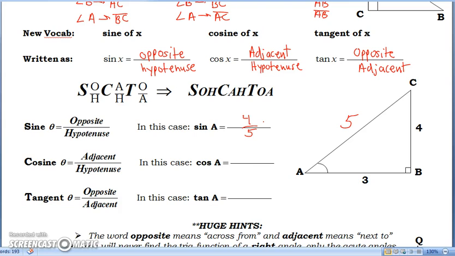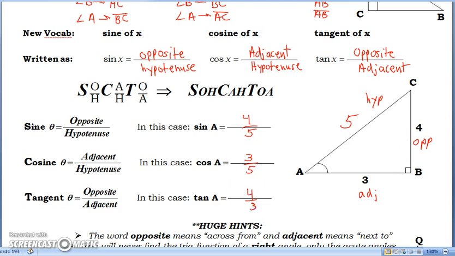What's the cosine of A? Find A again. SOHCAHTOA. Cosine is adjacent over hypotenuse. Here's angle A. The adjacent side is the 3. The hypotenuse is still 5. So the cosine of A is 3 over 5. If you want to, you can label it. This is opposite. This is adjacent. And of course, this is always the hypotenuse. So when I ask you the tangent of A, here's A. SOHCAHTOA says the tangent is opposite over adjacent. So the tangent of A is going to be 4 over 3.